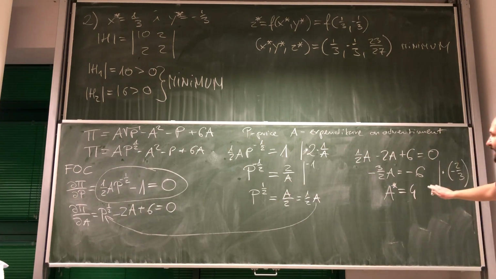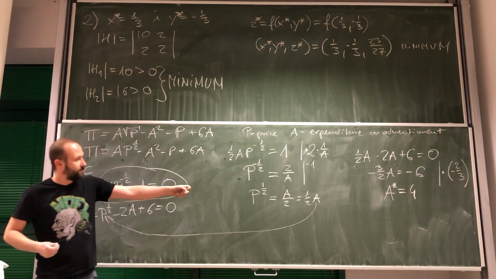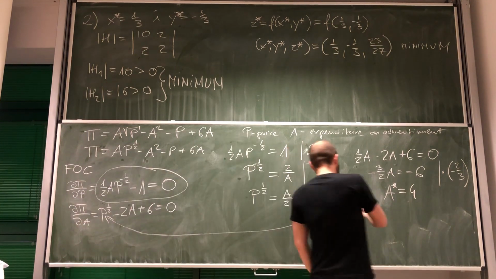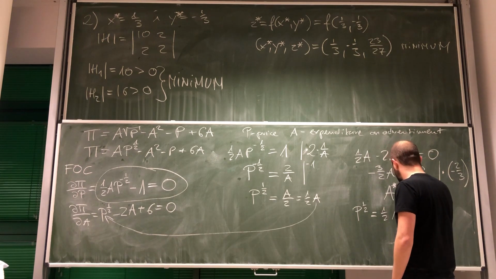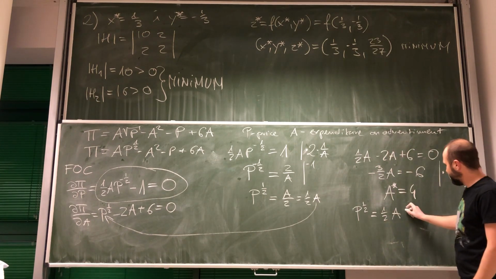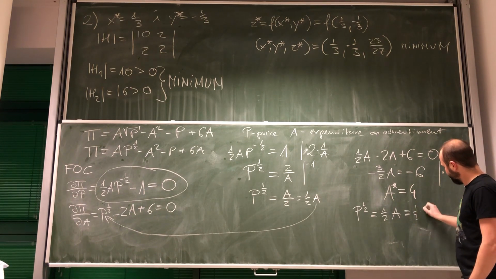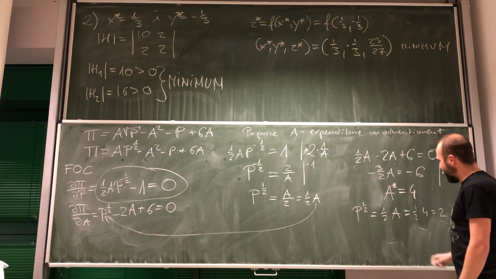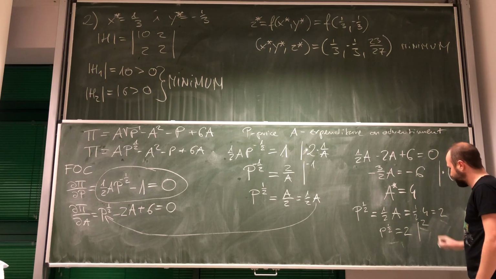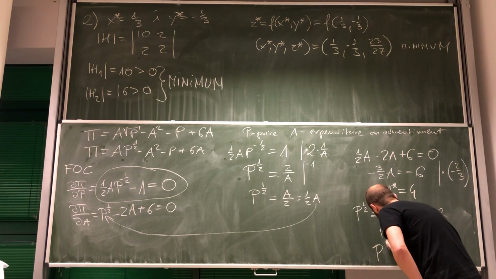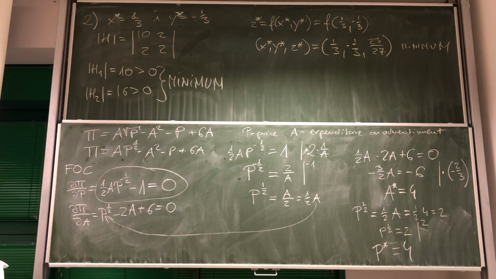Now I can very easily calculate what P to the power 1 over 2 is. Because P to the power 1 over 2 is equal to 1 over 2A, and this is equal to 1 over 2 times 4, so 2. And now if I have P to the power 1 over 2 equals 2, I take both sides to the power of 2, and I get that P is equal to 4, just like A.